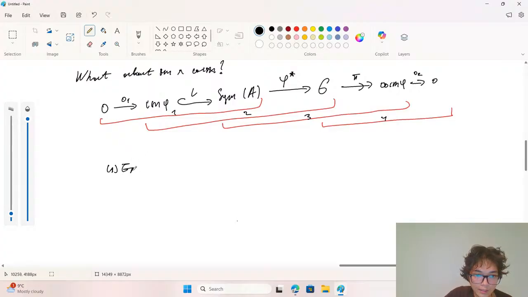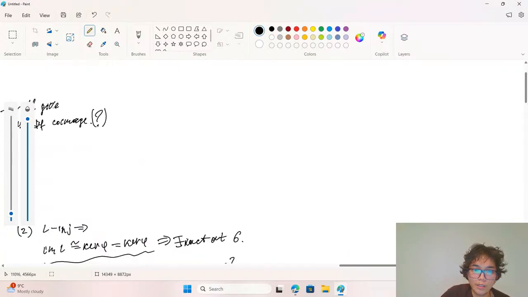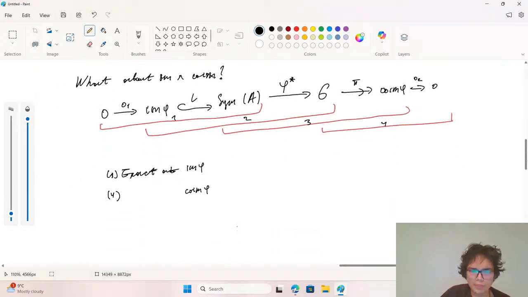It's exact at image, at image phi. Because also the image of 0 1 is just identity of image phi, and because I is injective, so kernel of I is also identity, so they equal, that's why it's exact. So fourth also exact at co-image of phi, again with the similar case as it was before in the previous sequence.